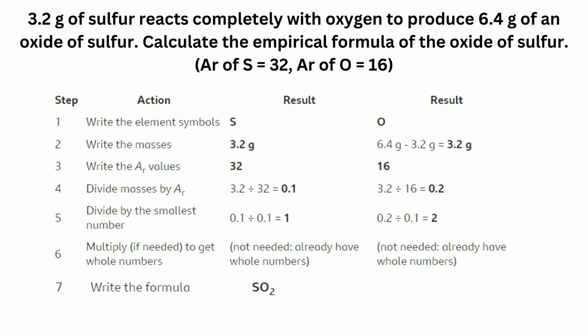Another example, 3.2 gram of sulfur reacts completely with oxygen to produce 6.4 gram of an oxide of sulfur. Calculate the empirical formula of the oxide of sulfur. AR of sulfur is 32, AR of oxygen is 16. The steps are shown over here and the formula is SO2.